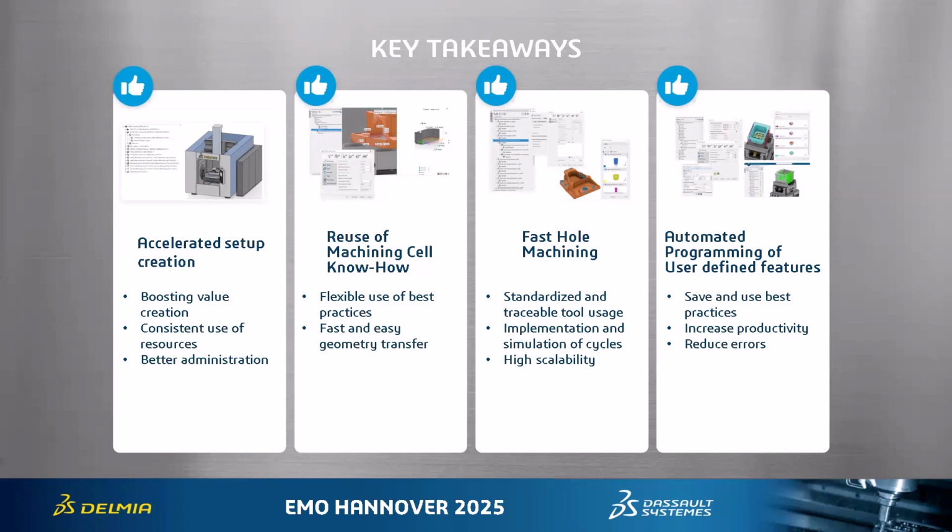You have a standardized and traceable tool usage. It will be every time the same. And you have a high scalability because you can apply this machining cell know-how every time on different parts once you have created it. And at the end, with the user-defined features, the NC programmer is able to create a machining program in one click if he has set up a machining cell know-how, maybe for a product group, and increase his productivity and reduce errors.